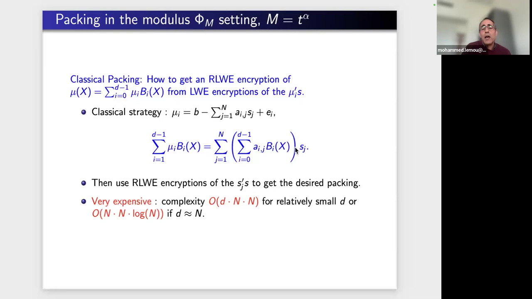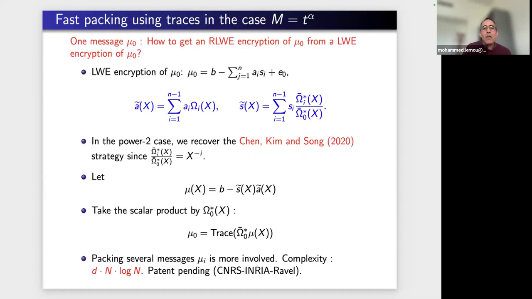Now you want to pass from LWE encryption to RLWE encryption, so you have to encrypt each component s_j in ring LWE encryptions. Then you obtain the ring encryption of the packed mu of X. But the problem is that this packing is in general very expensive. As I said, it costs almost the same as a bootstrap. For example, for d relatively small, the complexity is d n squared, and if d is large, the complexity is approximately n squared log n.